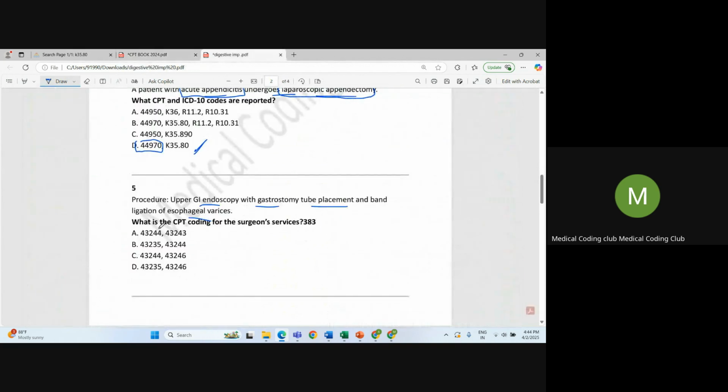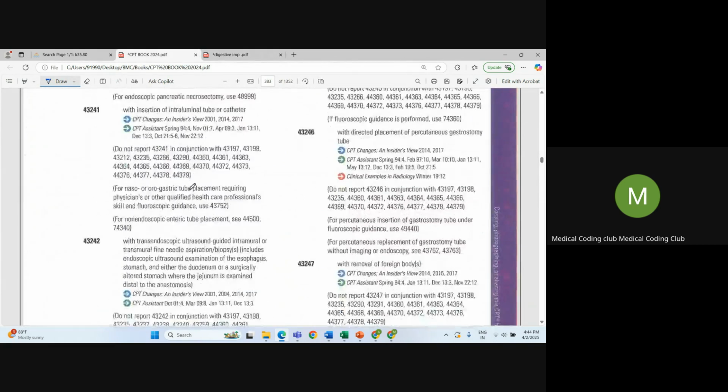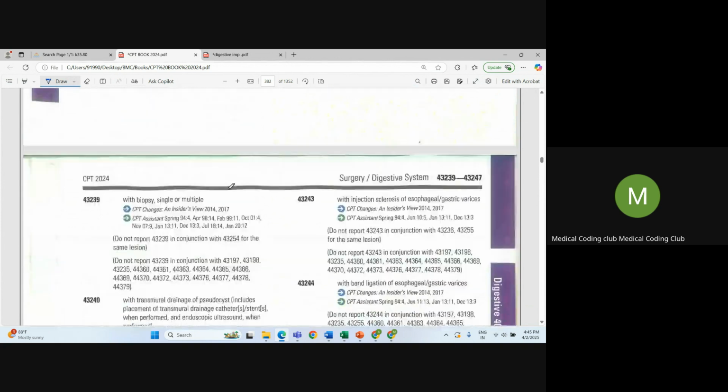So here we have 43244, 43235, 43244, 43235. So what is 43235? 43235 is esophagogastroduodenoscopy, flexible transoral diagnostic including collection of specimen by brushing or washing. So this is not correct. Next, we have 43244 with band ligation of esophageal gastric varices. So this is correct. Okay, 43244 is correct.